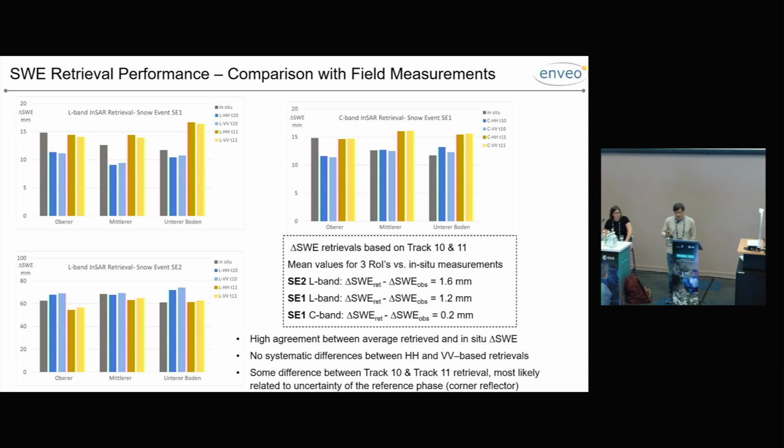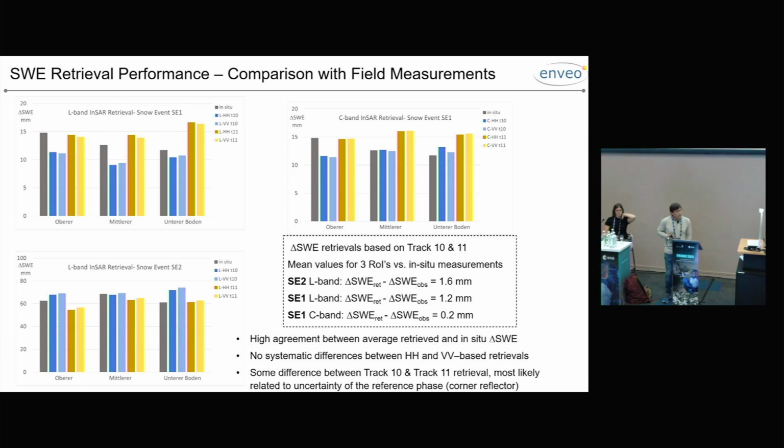I wrote here the numbers of the differences. At snowfall event 2, for example, the difference between the retrieved snow water equivalent change and the observed one is about 1.6 millimeters. For snowfall event 1, it is about 1.2 or 0.2 millimeters at L- and C-band. So quite a good agreement. This is actually quite promising. We understand the physics of this method, and we get good results when we are looking at a small scale.